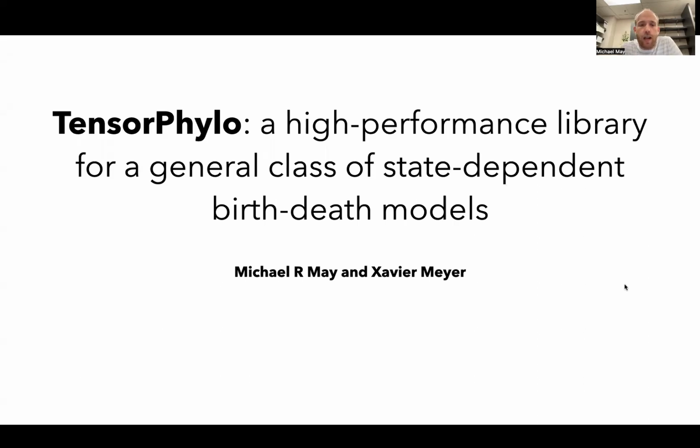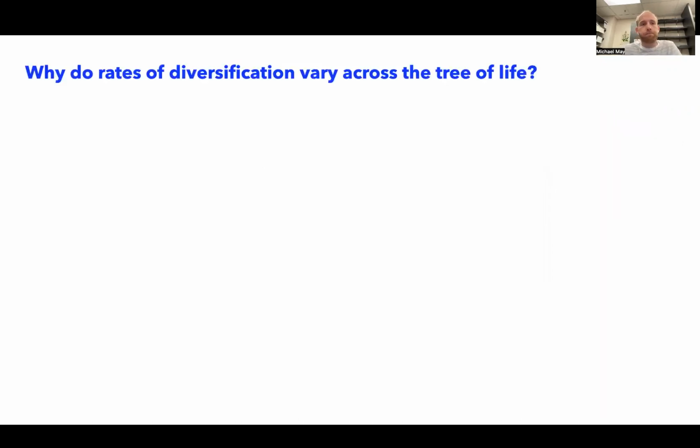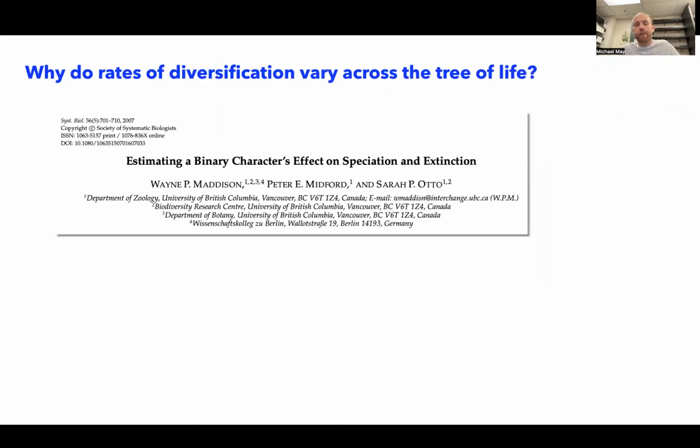Hi, thanks for listening. I'm going to talk about TensorPhylo, a program that Xavier Meyer and I wrote for state-dependent birth-death models. A fundamental question in evolutionary biology is how and why rates of diversification vary across the tree of life. Wayne Maddison and colleagues in 2007 introduced what's called the BiSSE model. This is the first formal phylogenetic method for asking questions of this type.